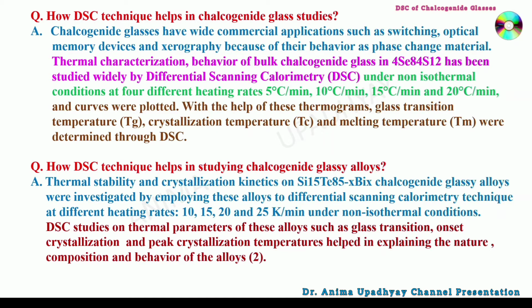Thermal stability and crystallization kinetics of chalcogenide glassy alloys were investigated by subjecting these alloys to differential scanning calorimetric technique at different heating rates under non-isothermal conditions. DSC studies on thermal parameters of these alloys, such as glass transition, onset crystallization and peak crystallization temperatures, helped in explaining the nature, composition and behavior of the alloys.